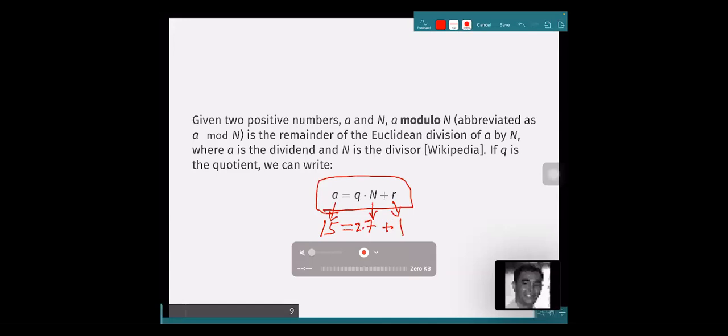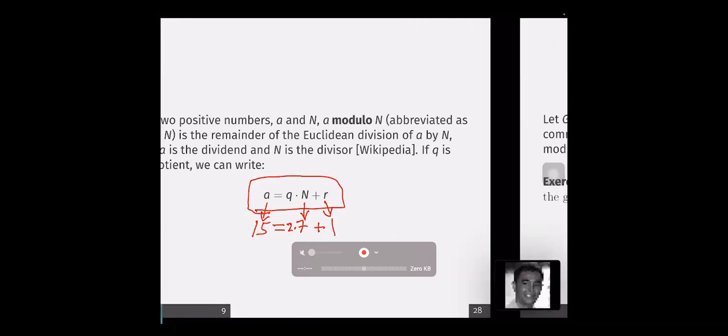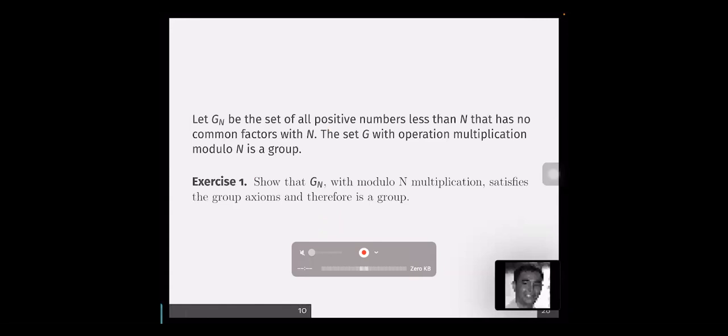What it means is that A modulo N is the remainder. So it means that there is a number Q, which we don't care about, such that if you multiply Q times N and you add the remainder R, it will give you the number A. That's another way of saying A modulo N. Okay, so let's save that.